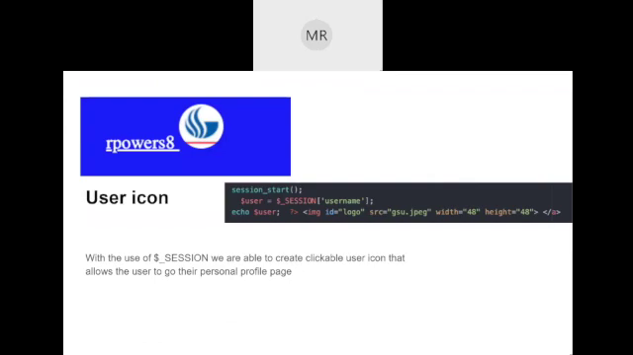And next, user icon. In user icon, we have used dollar session, where we are able to create the clickable user icon that allows us to go to the personal profile page. So basically, we need to have a personal profile page, right? So that's the user icon. And it will have an image, like our image or anyone's image, whoever creates the profile.